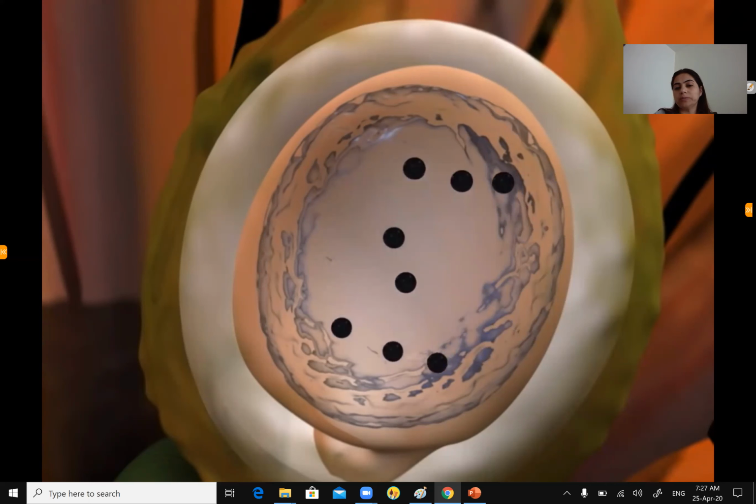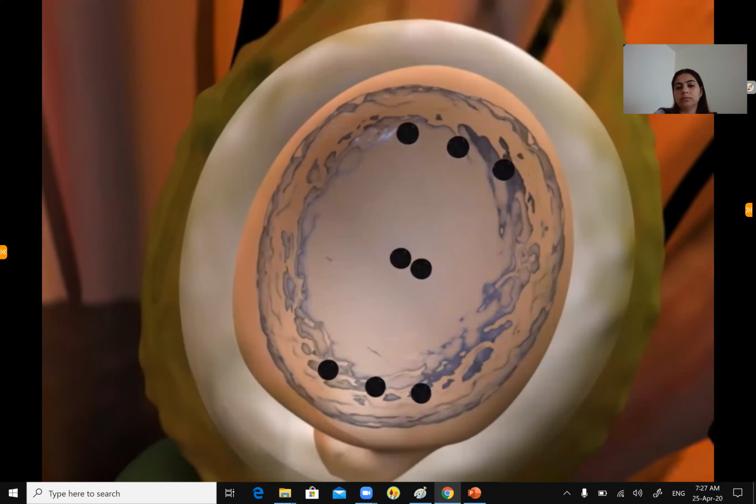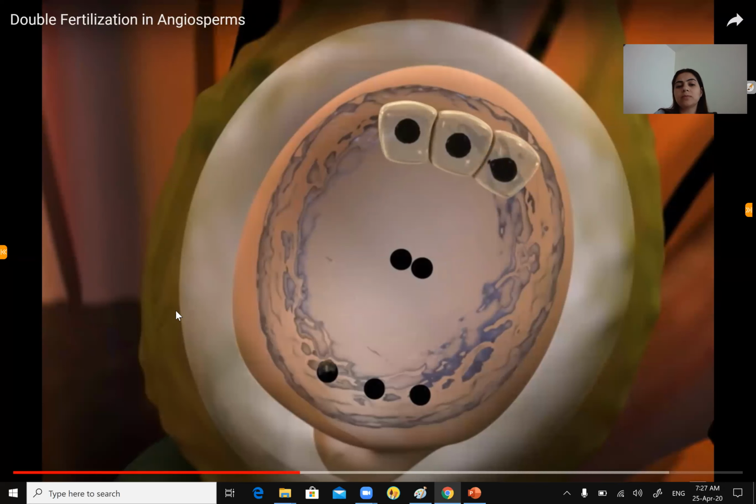This complete structure is known as the embryo sac. Within the established embryo sac, cell walls begin to form between most of the nuclei. Three cells, named antipodal cells, form opposite the opening of the ovule, known as the micropyle.